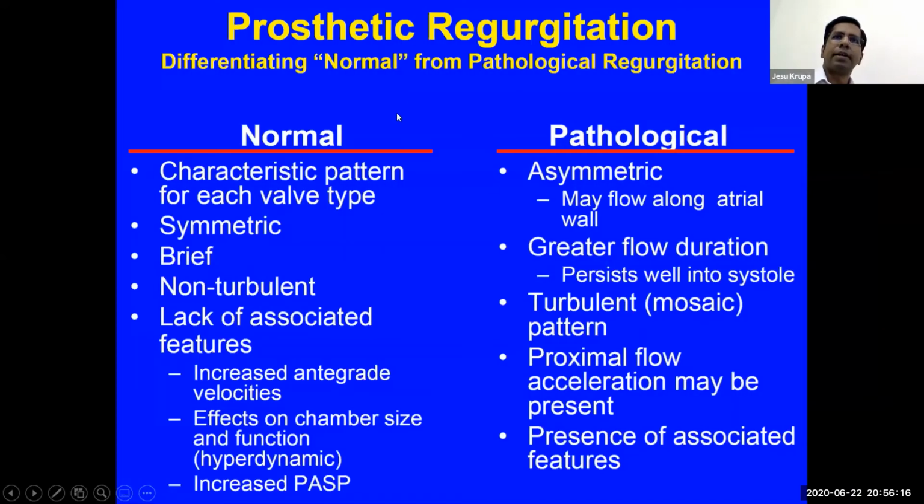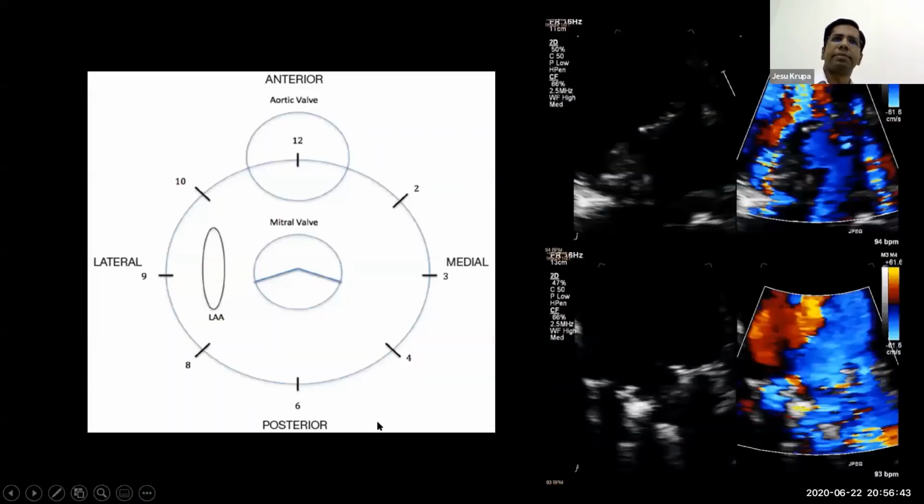So this is just a table to show the same thing. Again, like I showed you, proximal flow acceleration or flow convergence is definitely pathological. And then other features of severity of mitral regurgitation may be there. Pulmonary hypertension, TR gradient, all those things may be elevated. Generally, it is asymmetric. It comes from an eccentric location. So that is how it is different from a normal regurgitation.